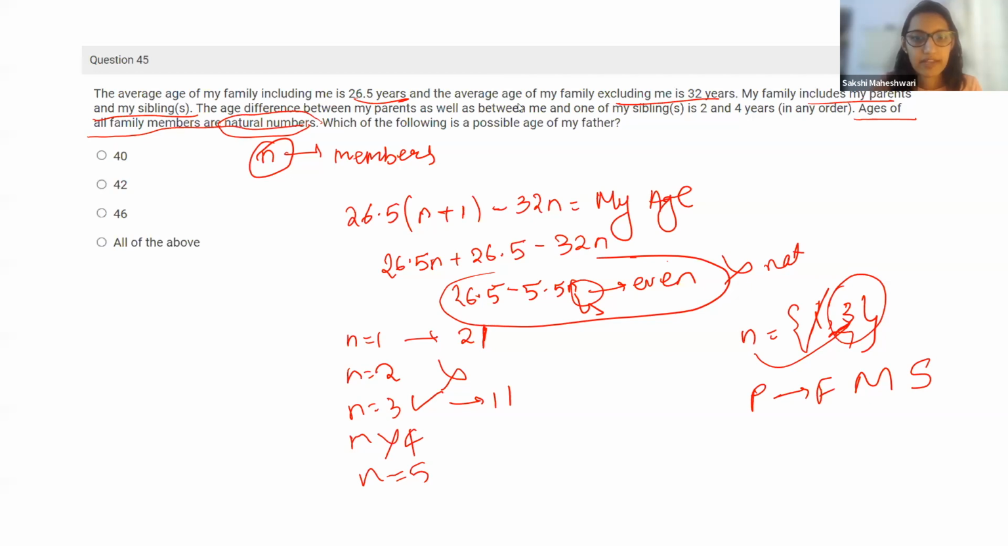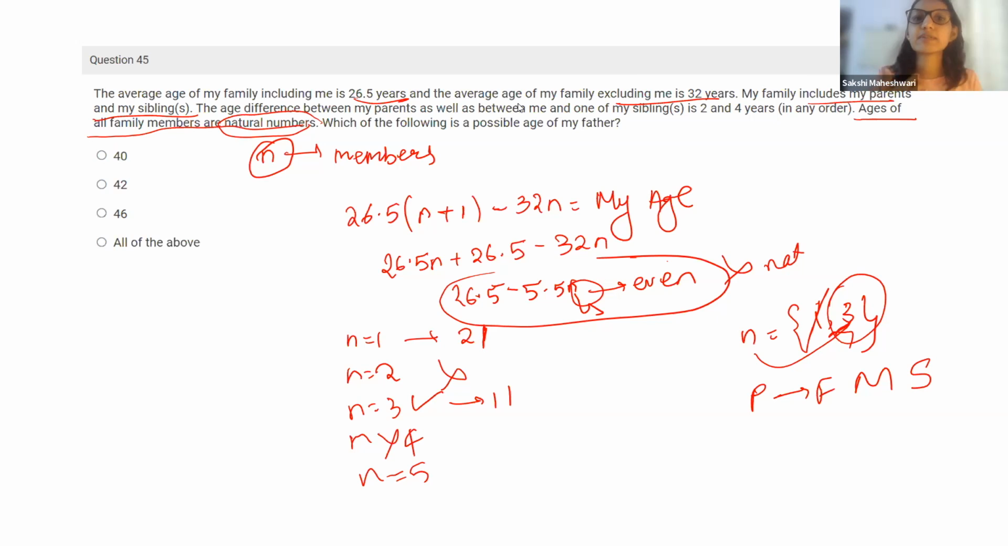Why not 1? See, n is the number of members excluding me in my family. It is already mentioned that my family includes my parents as well as my siblings. So there has to be more than one member apart from me. So that's why I have taken n equal to 3.